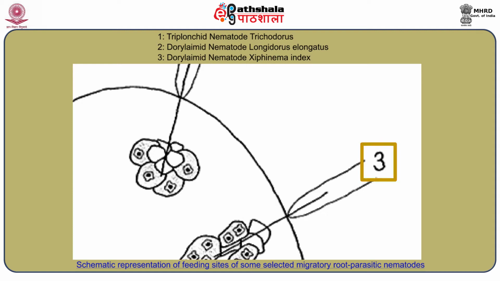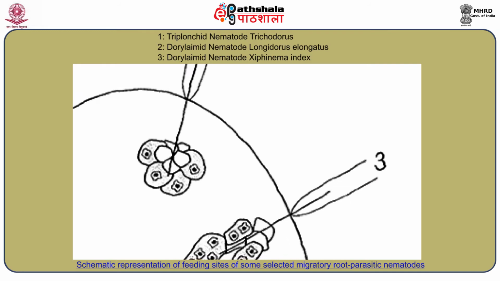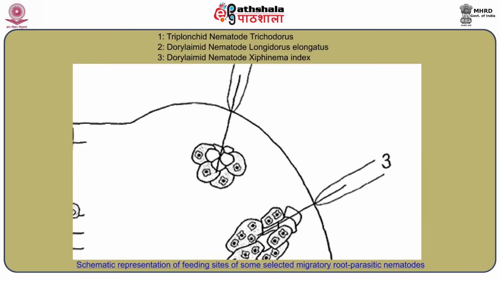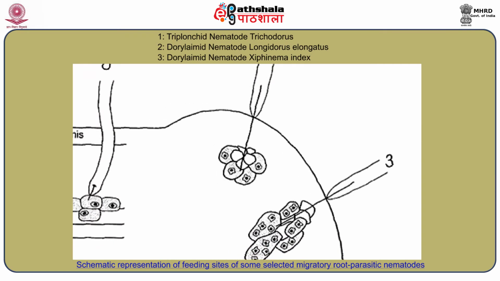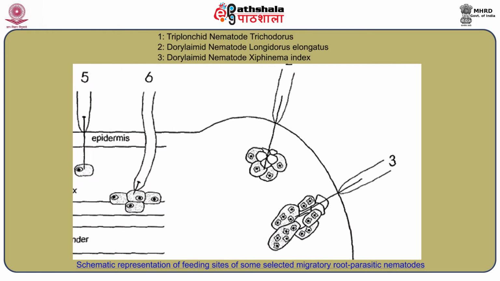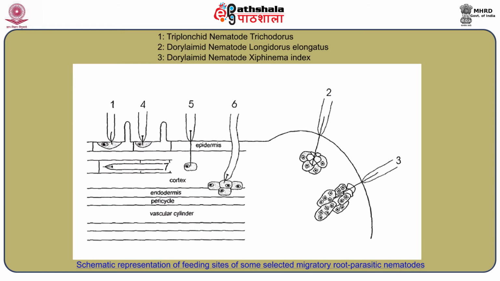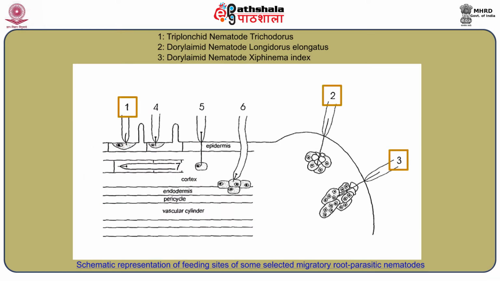Dorsal gland secretions are injected into the cells and seem to liquefy the cytoplasm. After ingestion of solutes by the nematode, the cells die of necrosis. Probably also in response to secretions, the neighboring cells become hypertrophied and binucleate. In the case of Longidorus, stylet secretions seem to induce a gall-like structure containing uninuclear hypertrophied cells surrounding the necrotic feeding cells.